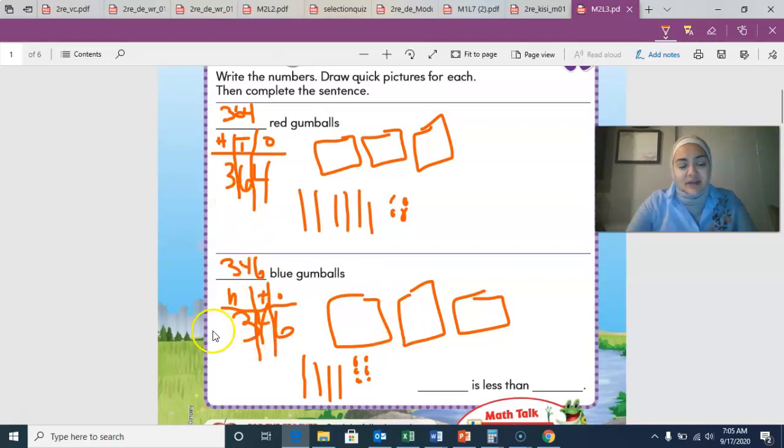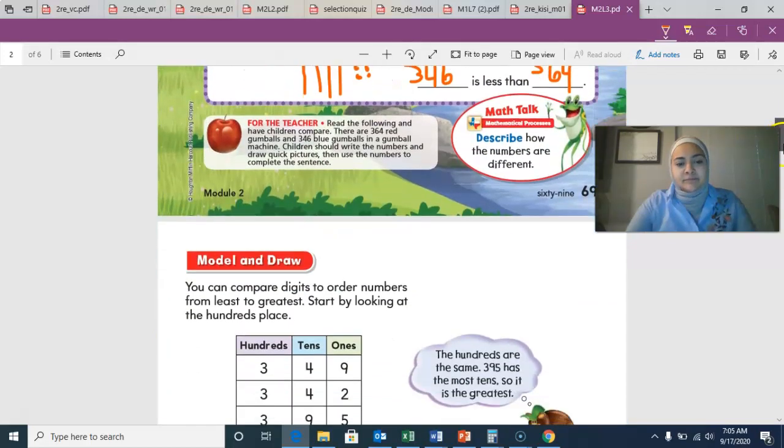Very good. So 346 is less than or smaller than 364. What they did is they flipped the ones and tens digits. And it's easier to look at when you draw the ones, tens, hundreds table. If you don't draw the ones, tens, hundreds table, it's going to be hard to figure out, right? Okay, good job.